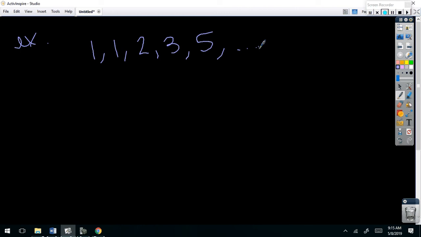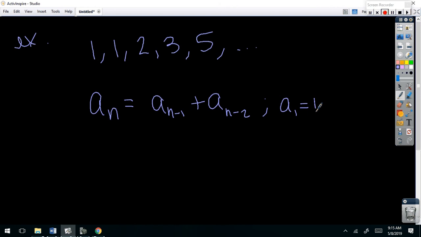It's a recursive sequence. Okay, so how would I define it? a sub n minus 1 plus the previous term, a sub n minus 2. But you're not done because you have to define. I need 2 terms to start because you said look back 1 and look back 2. a sub 1 equals 1, a sub 2 equals 1. Now you could write the whole sequence. That's pretty cool, right?